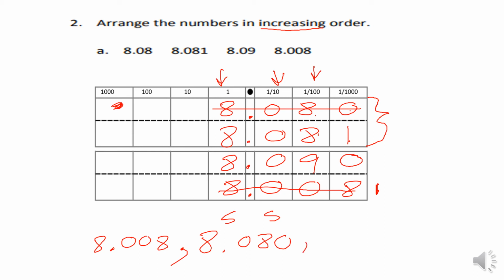Now our third one, we've already determined that the top one is lower than the one below it. So we're going to go 8 and 081 thousandths, leaving our last one of 8 and 90 thousandths.